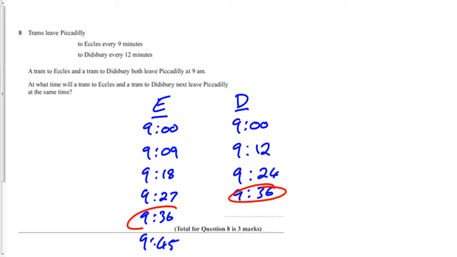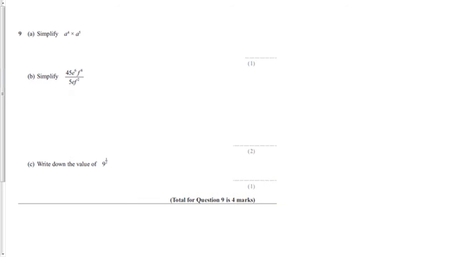So we've got 9:36 appearing in both, so therefore 9:36 is the answer. You're going to get your first mark for correctly doing a list for Eccles, second mark for correctly doing a list for Didsbury, and as long as you spot that you got 9:36 in both of them, you pick up your third mark.